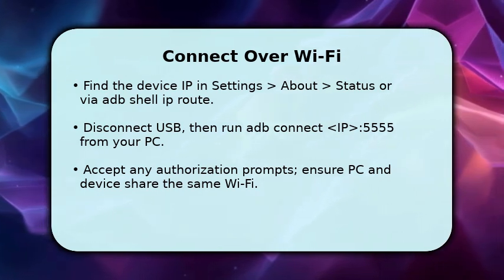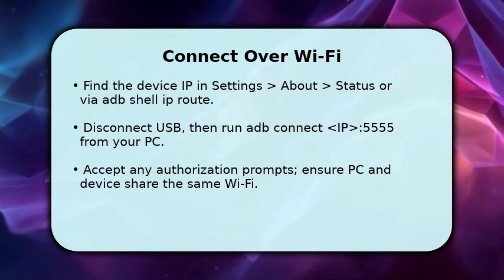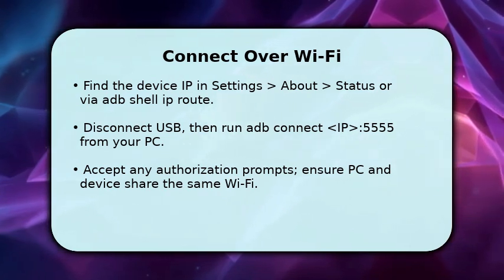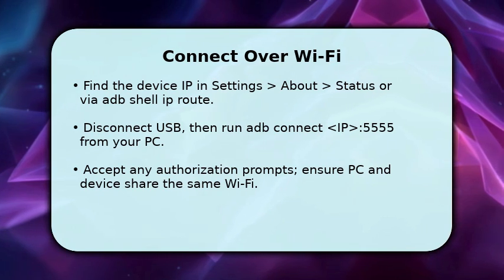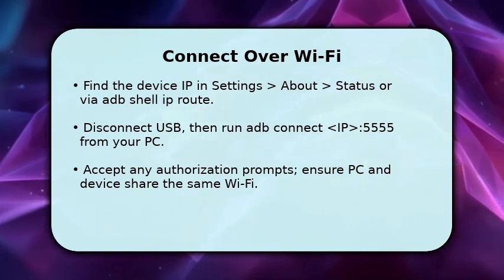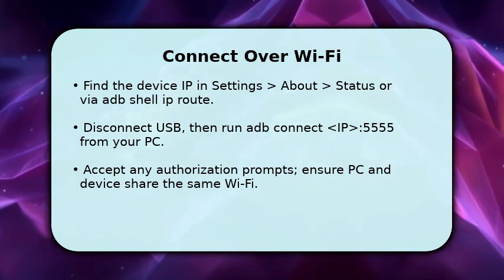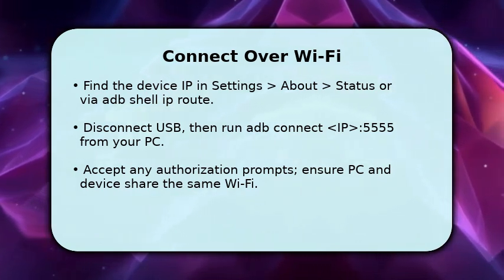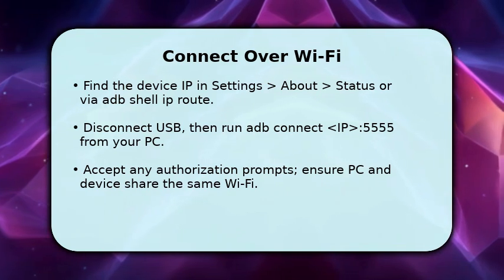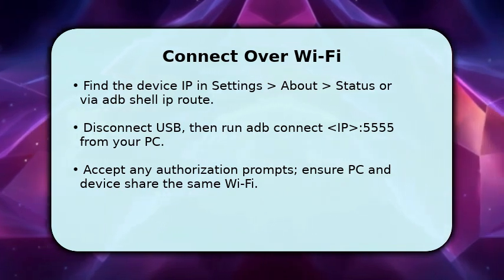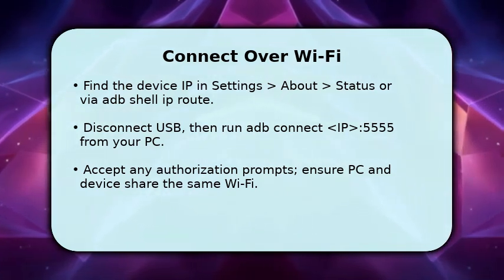Once you have the IP, disconnect the USB cable and run adb connect 192.168.x.x:5555, replace with your IP. You may see an authorization prompt on the phone, tap to allow. Once connected, adb devices should list the device with the Wi-Fi address.